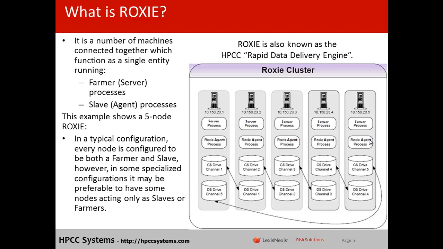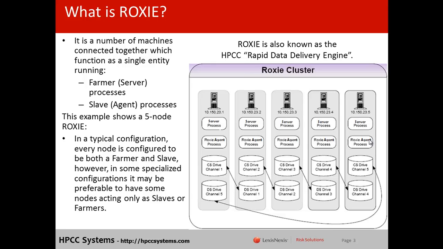So what is ROXIE? Again, ROXIE is known as the HPCC Rapid Data Delivery Engine. It is a number of machines or computers connected together which function as a single entity, running on each node a farmer or server process and a slave or agent process. This example shows a 5-node ROXIE to your right, and in the typical configuration, each node is configured to be both a farmer and slave.